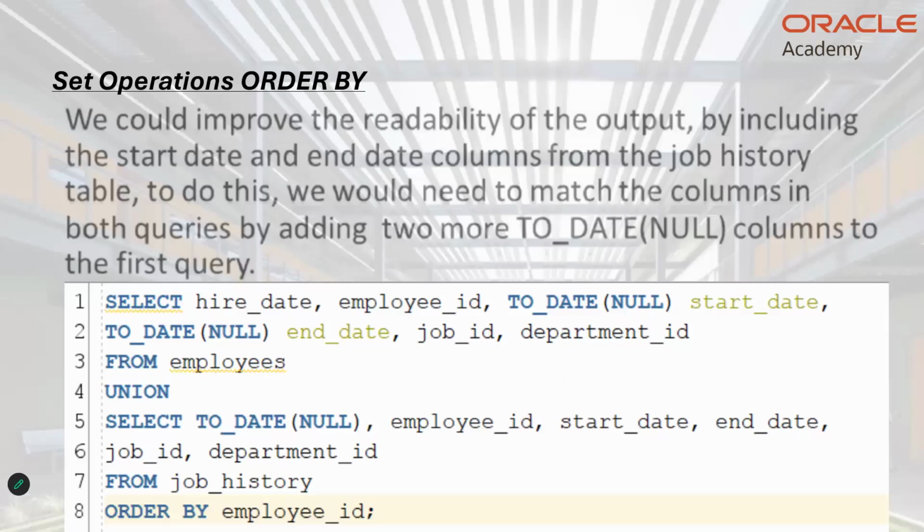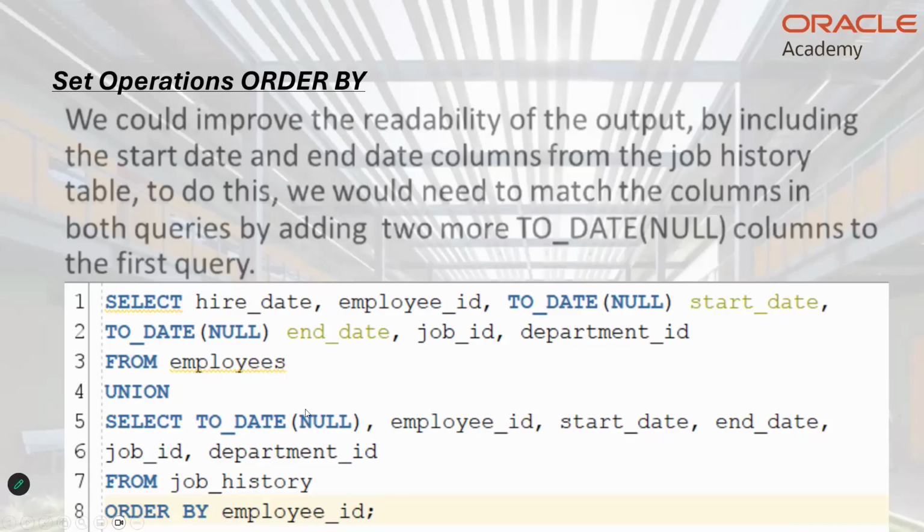All right. So we can improve the readability of the output by including the start date and end date columns. This is just a way to clean up the data so that it's easier to read. So we're including additional columns. We have hire date, employee ID. We're going to add another date to match the end date, start date, to_date null, end date. These are just matching those columns in the job history. These are magic columns.